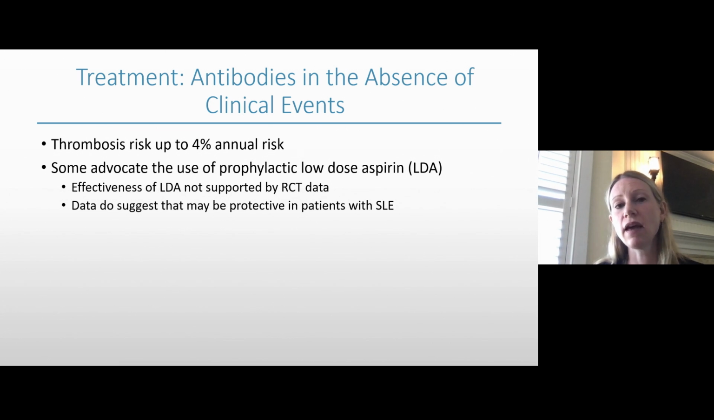So the other question that always comes up is the treatment of antibodies in the absence of clinical events. Patients with antiphospholipid antibodies can have a thrombosis risk of up to 4% in terms of annual risk. So some have advocated the use of prophylactic low-dose aspirin, but the effectiveness of this is not supported by RCT data. There was one randomized control trial that was done that attempted to answer this question, but was underpowered. However, data do suggest that aspirin may be protective in patients with lupus with antiphospholipid antibodies. So my clinical practice is to offer aspirin to all patients with lupus who have antiphospholipid antibodies.